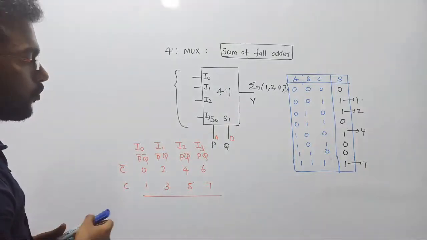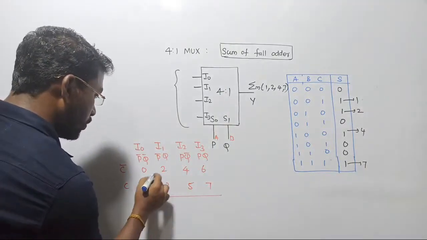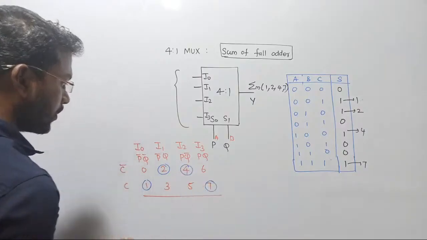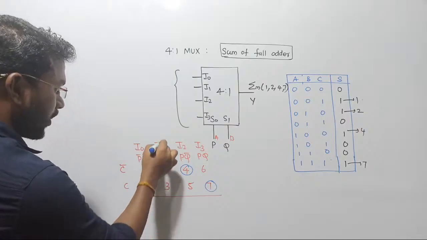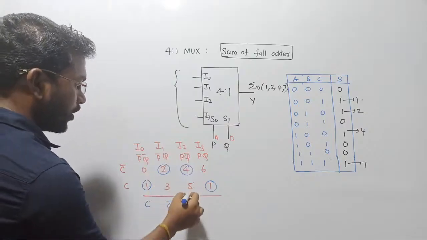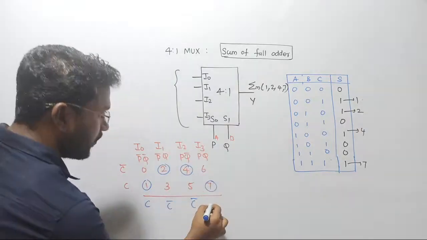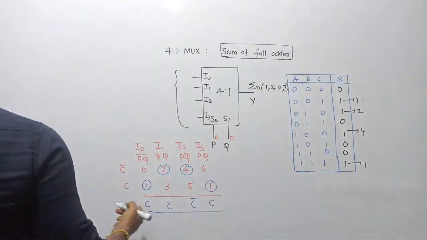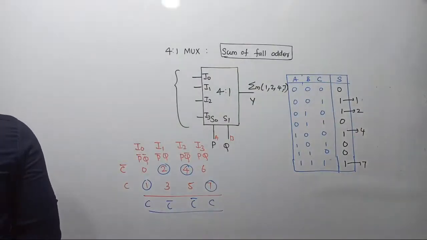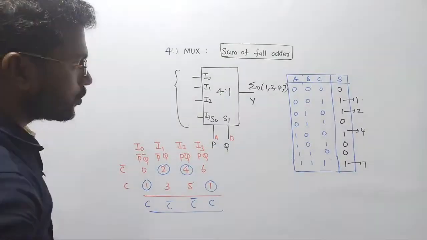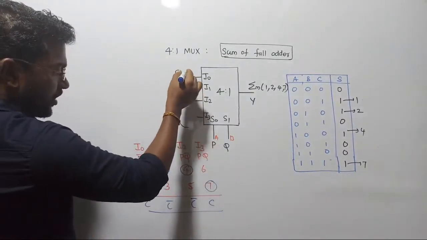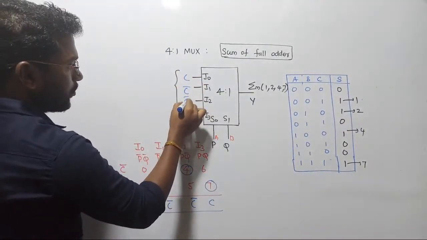What do we need? 1, 2, 4, 7. So its variables are, here it is going to be what? I0 is C. For I1 we are going to get C bar. For I2 we are going to get C bar. For I3 we are going to get C. Is it visible to you all that I am writing it here? Please wait, let me check it. Yeah, that's visible, fine. That's good. C, C bar, C bar. So what is the answer, guys? This is going to be C, C bar, C bar, C.